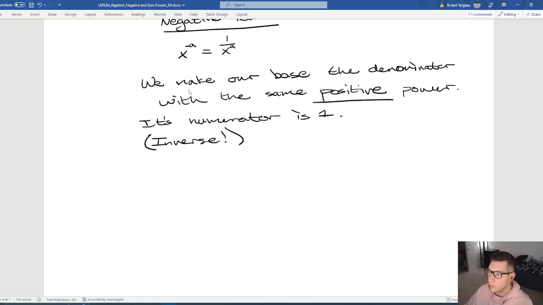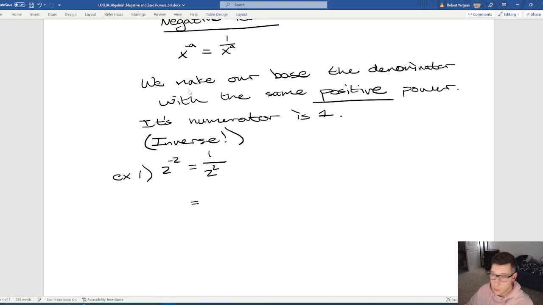For example 1, let's take 2 to the negative 2. The first thing I'm going to do is know that the base now needs to become the denominator of a fraction that has a numerator of 1. So I'm going to have 1 over 2, and now I make my power positive, so 2 squared.